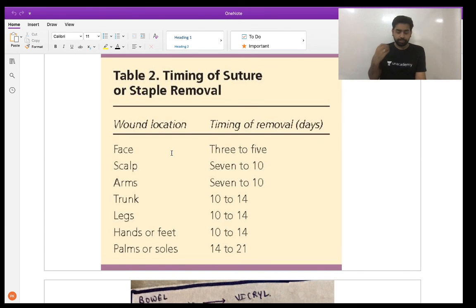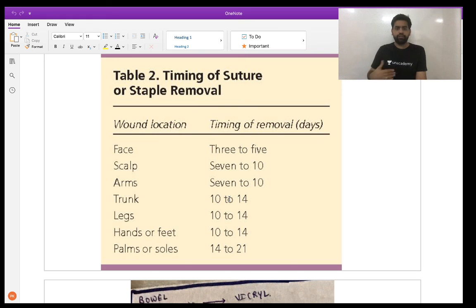So please understand, when do you remove the sutures? If at all you have taken up a suture in the face, you remove it between 3 to 5 days. On the scalp, you remove it between 7 to 10 days. That is fine. Arms, again 7 to 10 days. Okay, so in the scalp, usually it is between 6 to 8 days. So please understand, please change this. On the scalp, you usually remove it between 6 to 8 days.